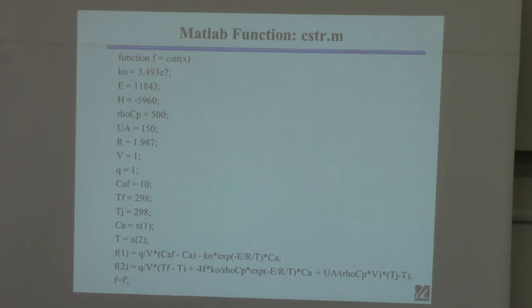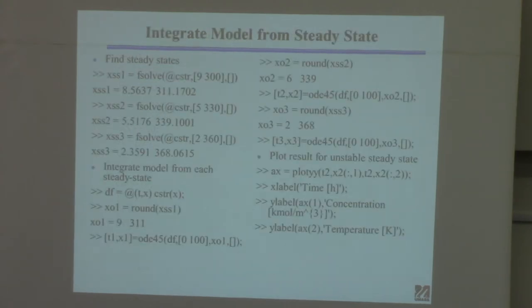Everyone seems to have this though. People seem to be uninterested in that. So you should be able to find these three steady states right here, right? This is low conversion, low temperature, medium conversion, medium temperature, high conversion, high temperature.